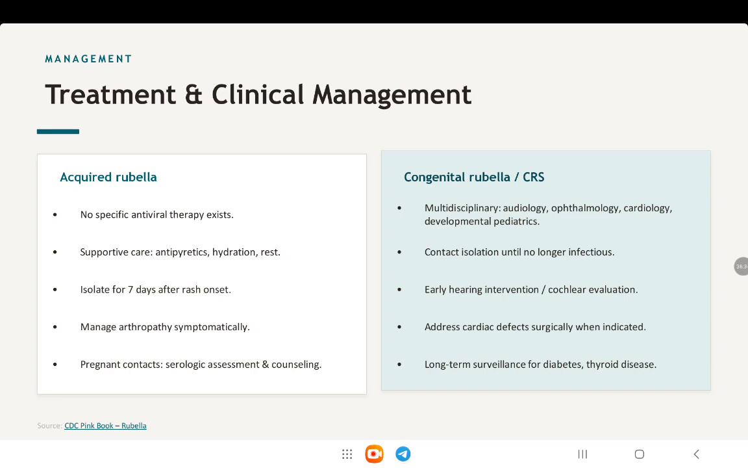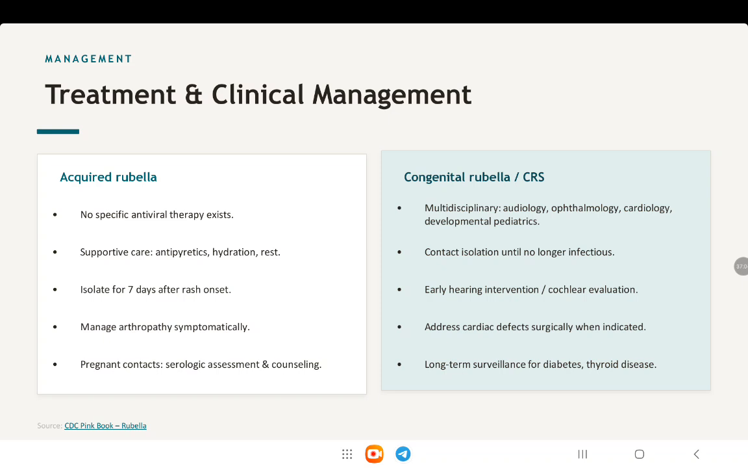The treatment and clinical management. Acute rubella does not need antiviral therapy, only supportive care. Isolate the patient for 7 days after rash onset. Manage lymphadenopathy and arthropathy symptomatically; any symptoms can be controlled. Any pregnant woman who is a contact of a patient infected by rubella, we assess serologically and provide counseling.